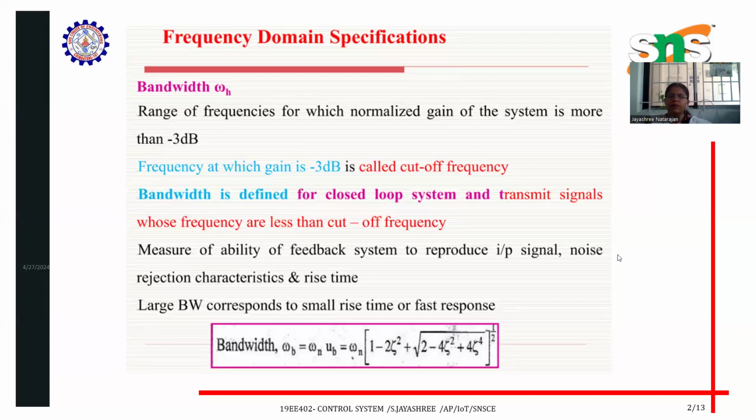Right. What is the formula for bandwidth? Bandwidth WB equals WN times square root of 1 minus 2 zeta squared plus square root of 2 minus 4 zeta squared plus 4 zeta to the power of 4. So this is the equation for bandwidth.